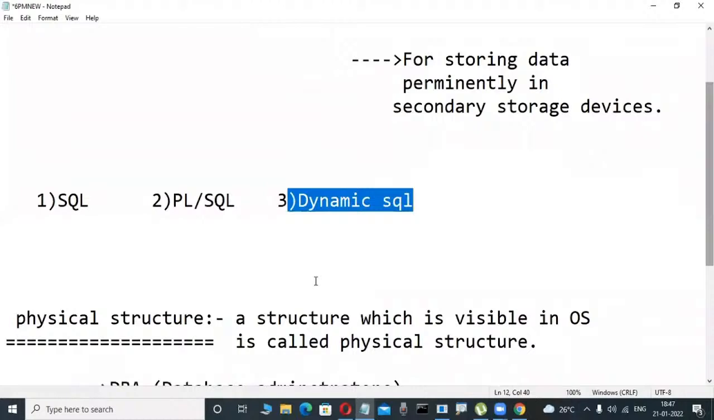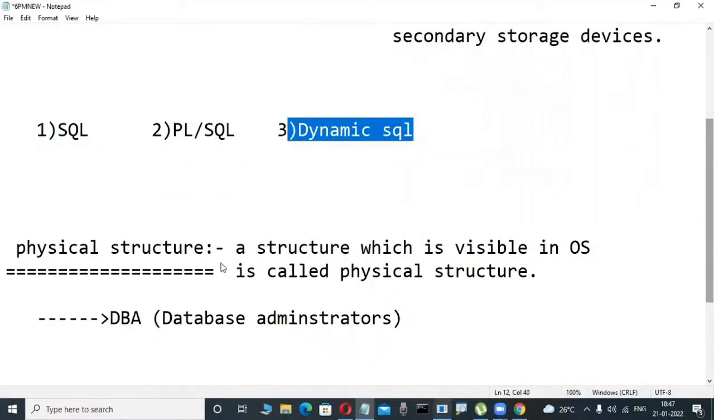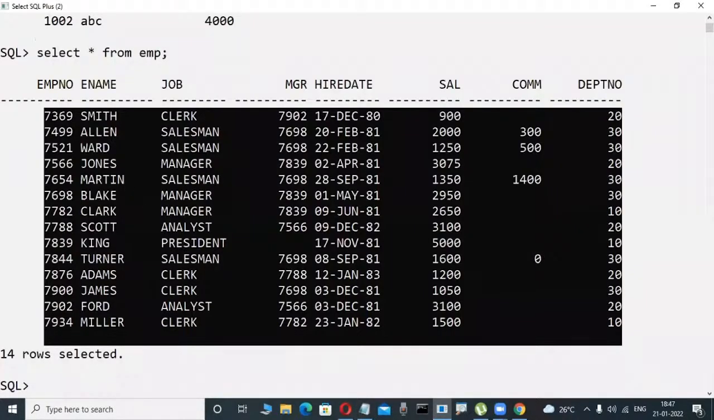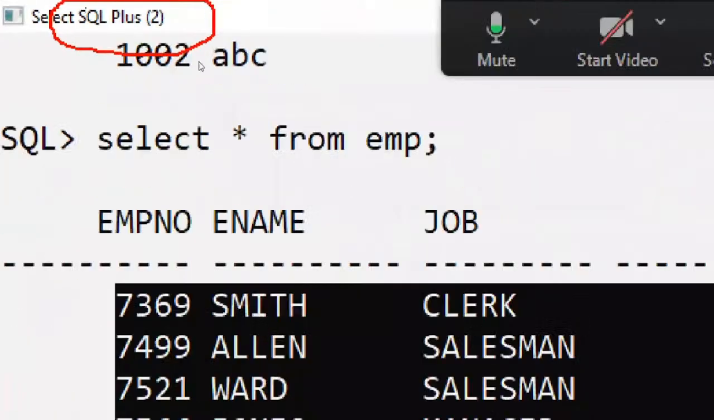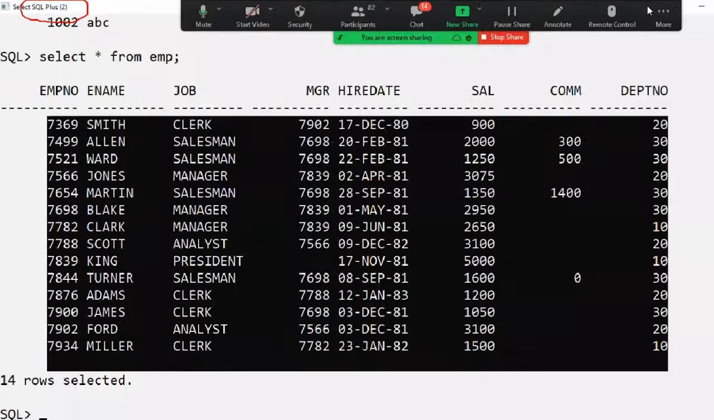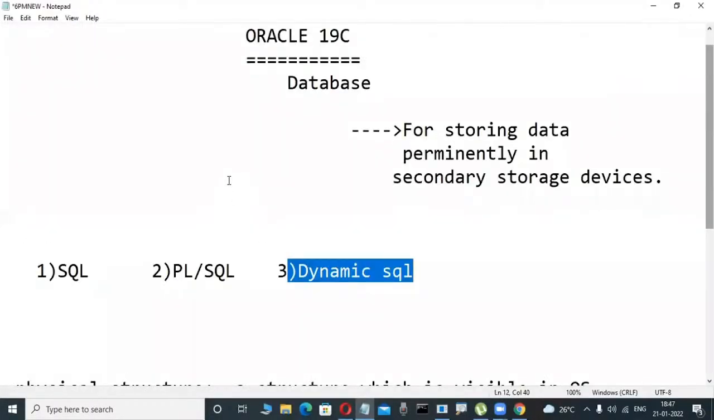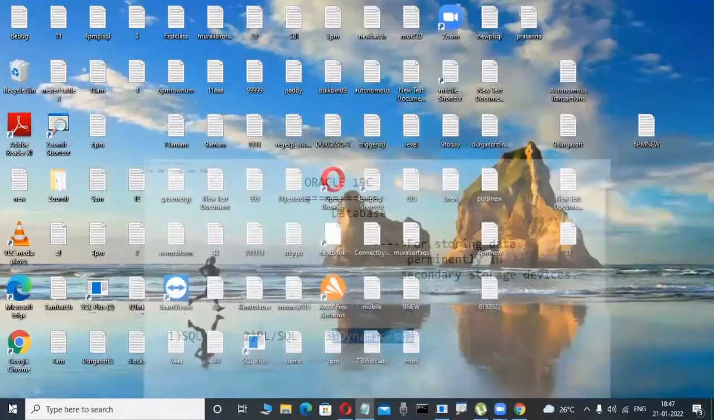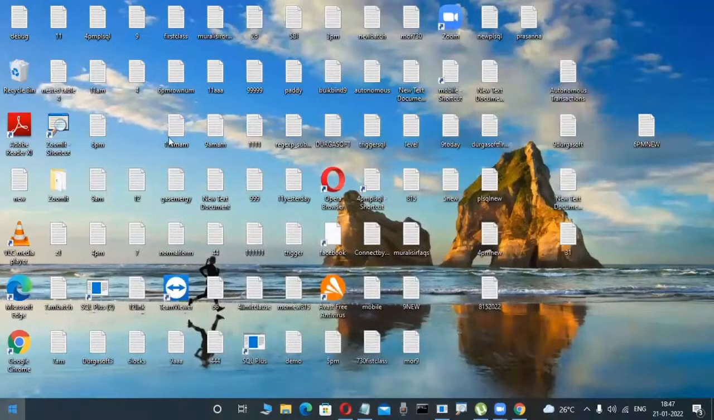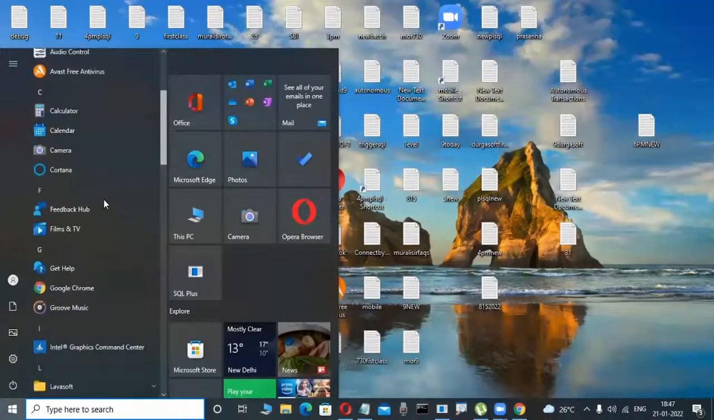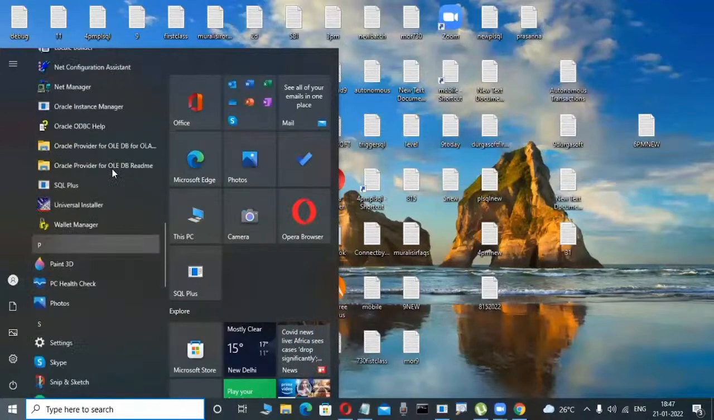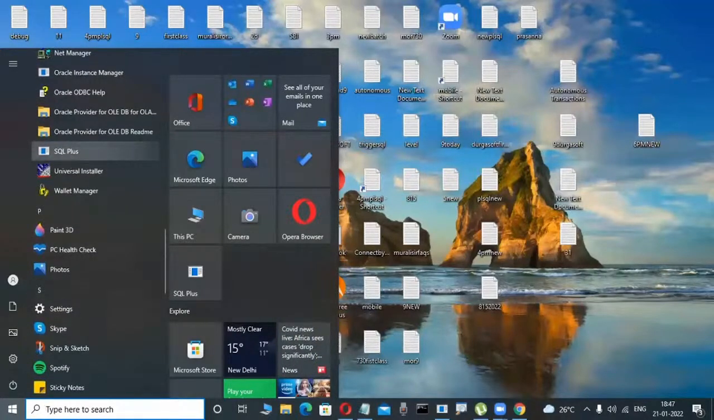But another thing is there in my system. SQL Plus is there. What is this? This is a tool, called a client tool. If you want to connect to the Oracle database, we use client tools. SQL Plus is a default tool. Whenever I install the Oracle software, the tool is automatically available. How to install it and what these tools are, we learn in our course. Don't worry.